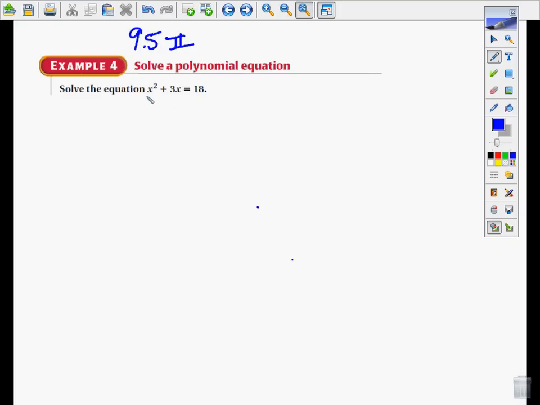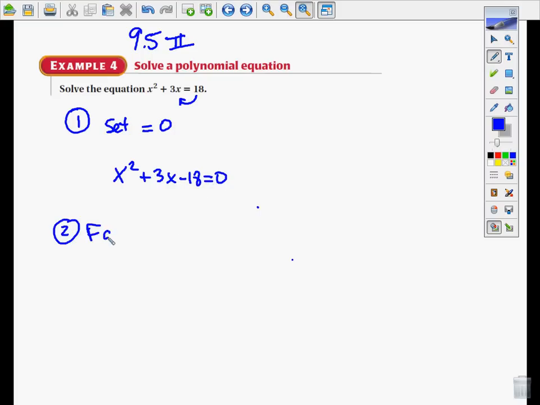Yesterday, actually today, you worked on factoring trinomials where the leading coefficient was 1, and now we're going to solve the polynomial equation. Remember, the first step always is to set the polynomial equal to 0. To bring over the 18, I'm going to subtract it. So I have x squared plus 3x minus 18 equals 0.